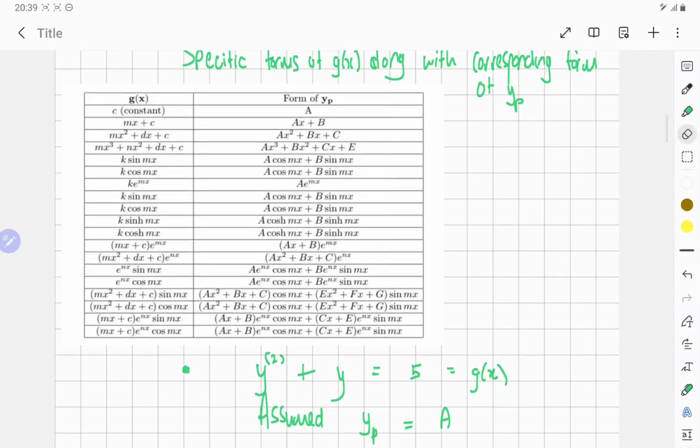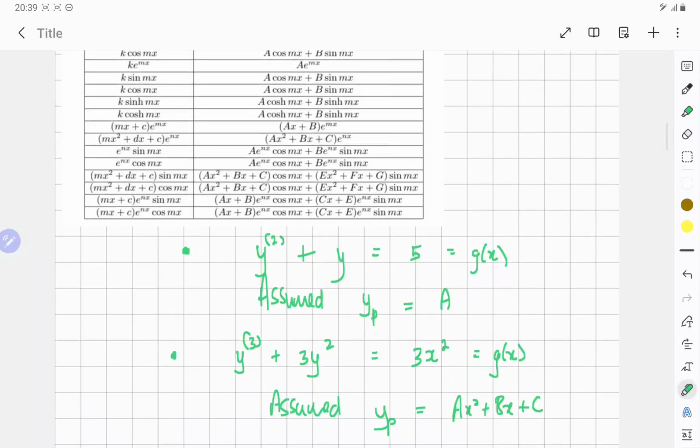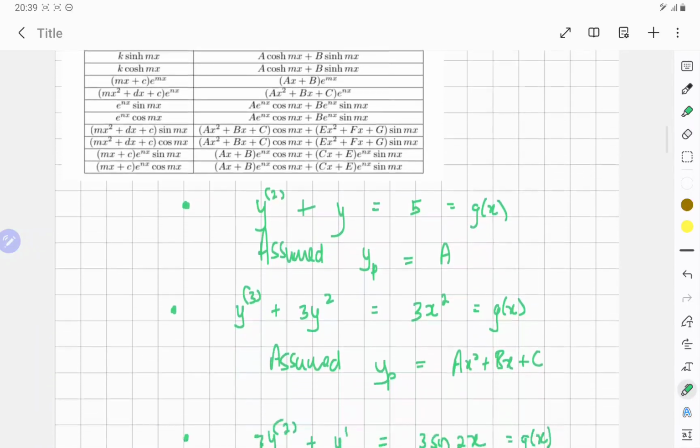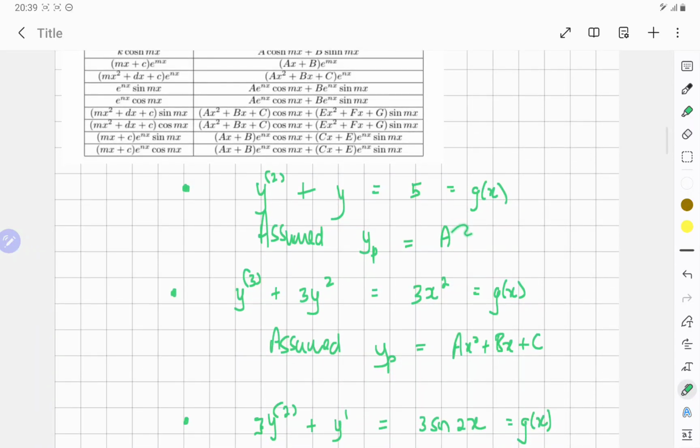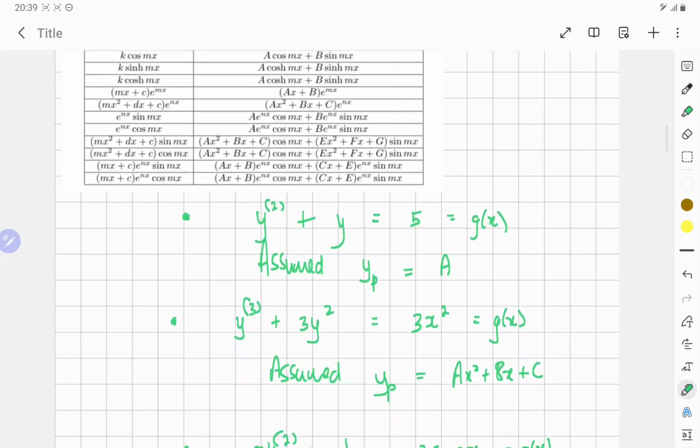Now let's look at the table. What is the specific form of g(x) in this example? The specific form is a constant. So the corresponding form of the particular solution will be a constant. That will be our assumed particular form. More on that just now, why I'm saying assumed.